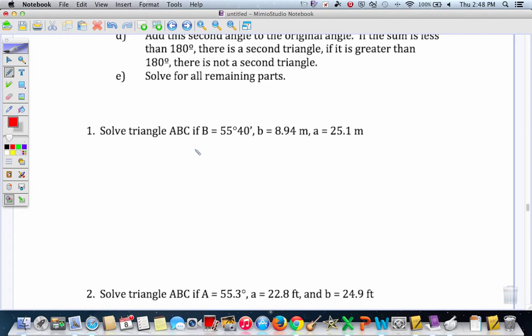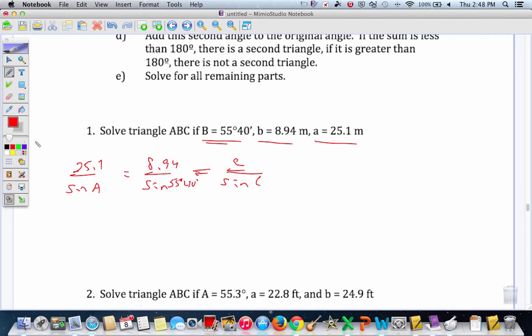So here's what that's going to look like. Number one, angle B is 55 degrees and 40 minutes. Side B is 8.94 and side A is 25.1. Noting right off the bat we have two sides and one angle, we're going to have to investigate the ambiguous case. 25.1 over the sine of angle A, 8.94 over the sine of angle B. Oops, we know angle B. Angle B is 55 degrees and 40 minutes. Now, C we don't know, and we don't know angle C either.